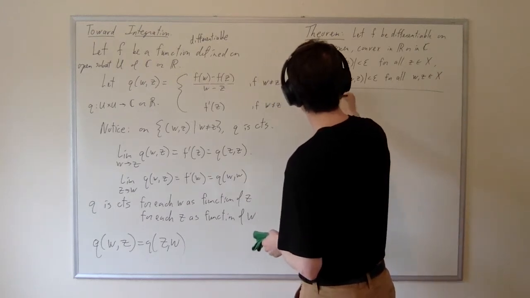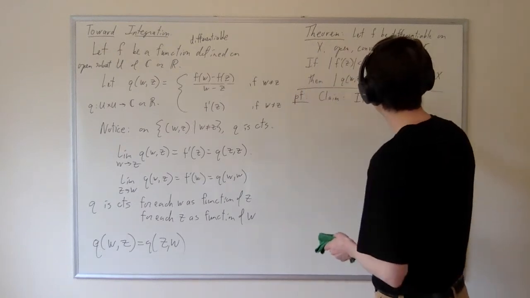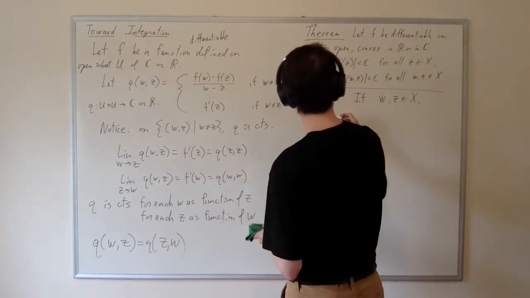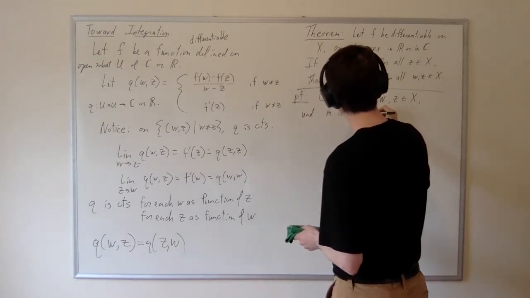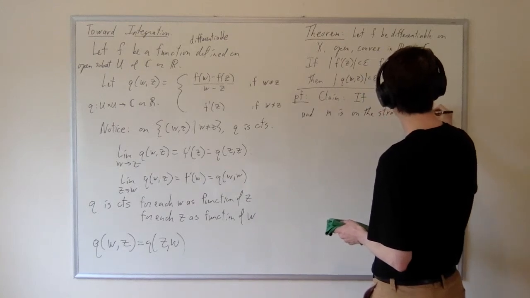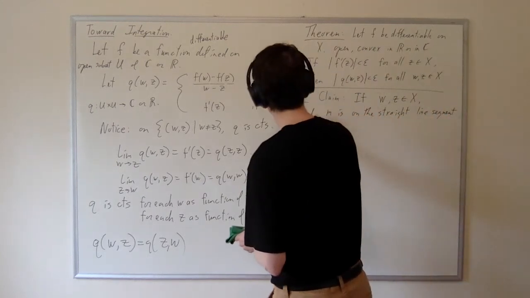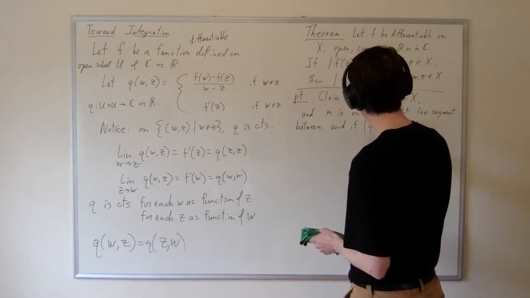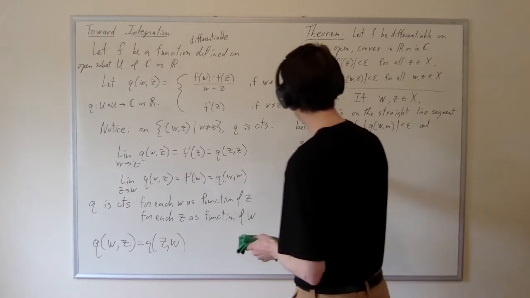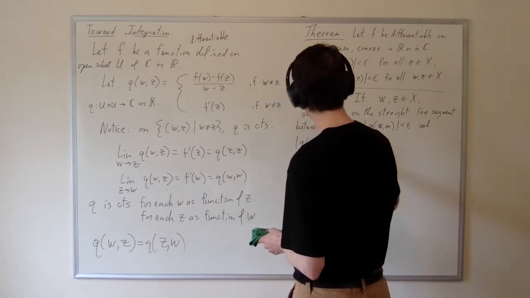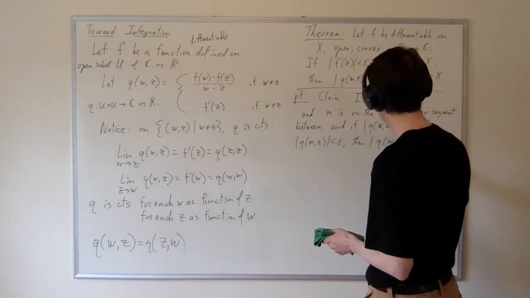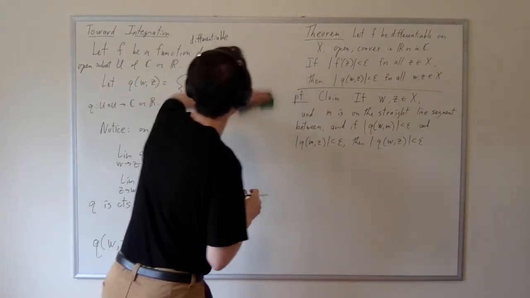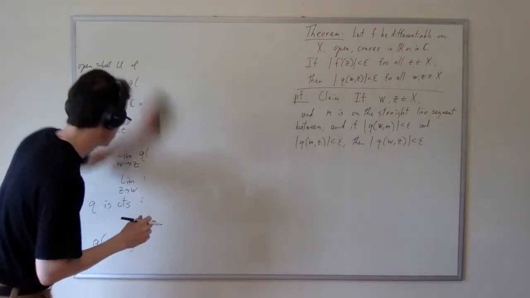The first thing that we're going to do is we're going to claim, so if w and z are in the set x, and m is on the straight line segment between them, and if the modulus of q w m is less than epsilon, and furthermore, the modulus of q m z is less than epsilon, then the modulus of q w z will be less than epsilon. So we're sort of stretching these difference quotients out across a straight line and proving a sort of a transitivity property.